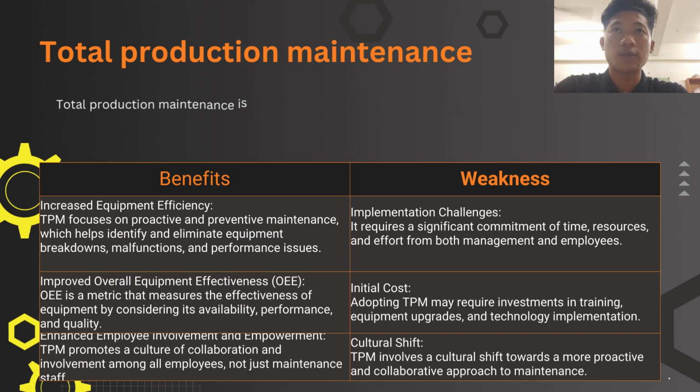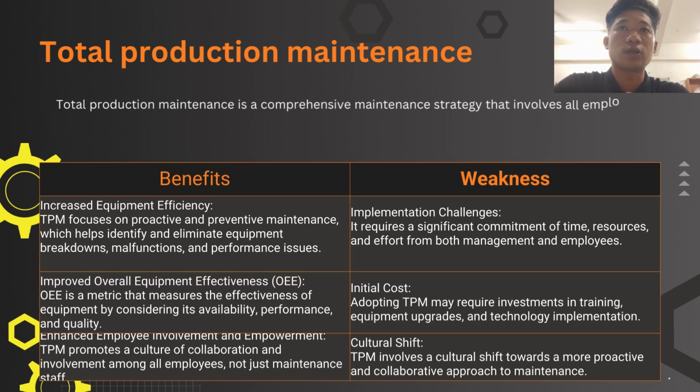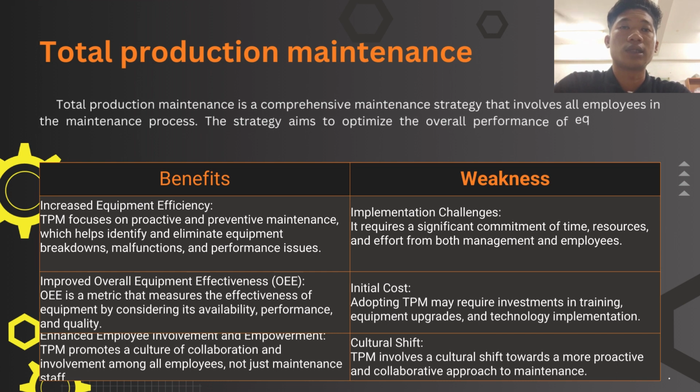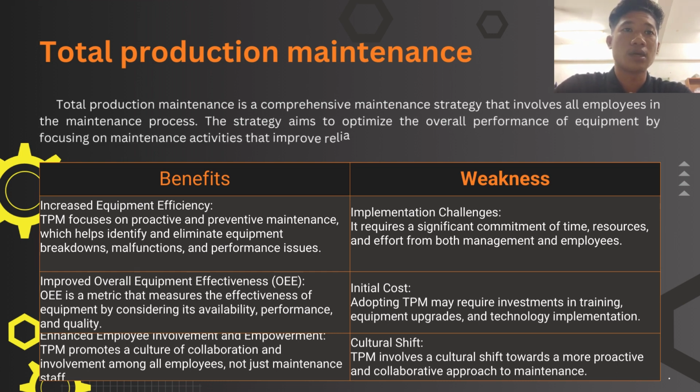Next is total productive maintenance. Total productive maintenance is a comprehensive maintenance strategy that involves all employees in the maintenance process. The strategy aims to optimize the overall performance of equipment by focusing on maintenance activities that improve reliability, quality, and productivity. There are three benefits and three weaknesses.